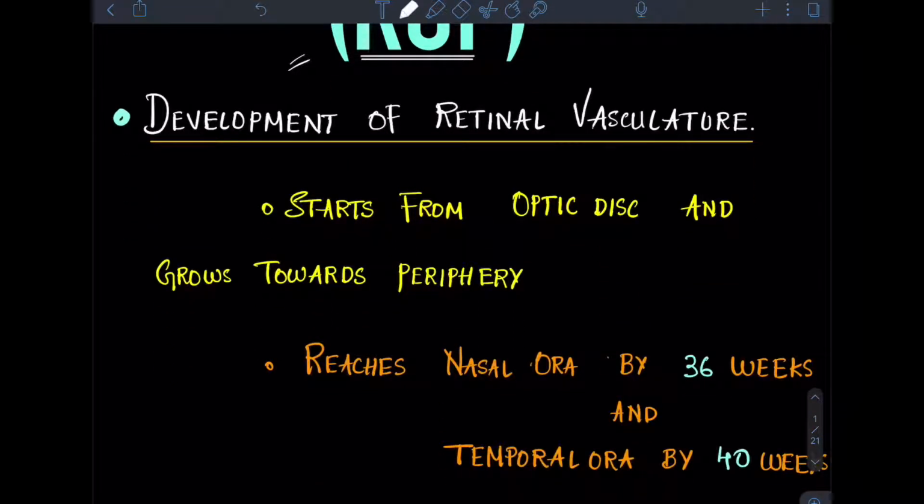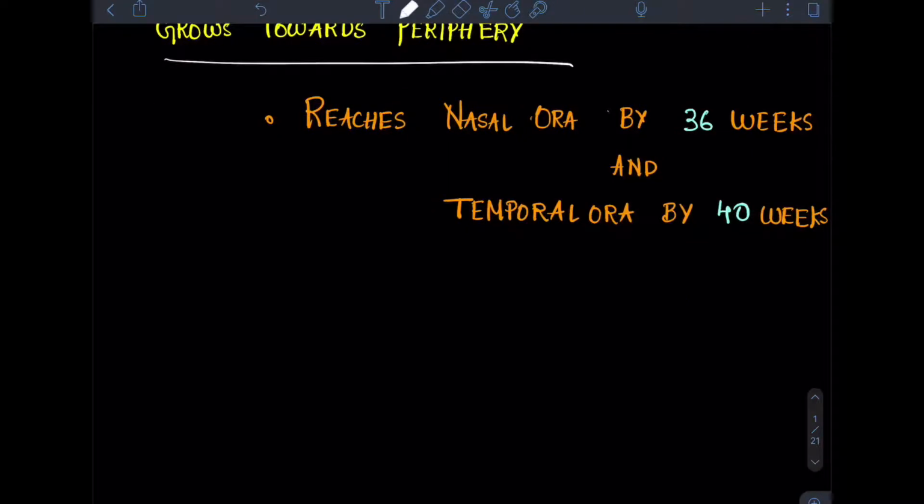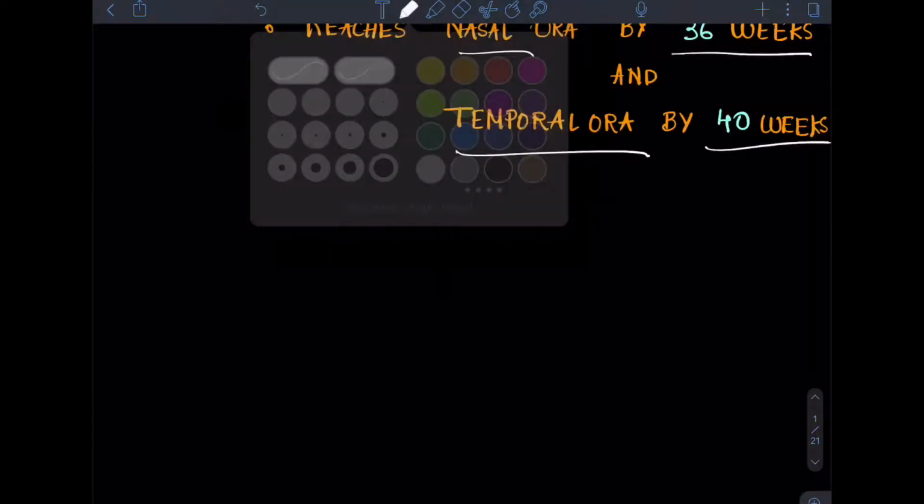The normal development of the vessel starts from the optic disc and grows towards the periphery. The vessels reach the nasal ora by 36 weeks and the temporal ora by 40 weeks. We'll see a diagrammatic representation.